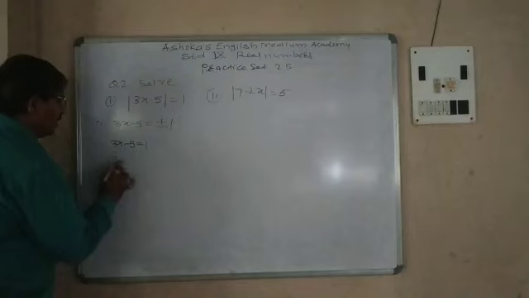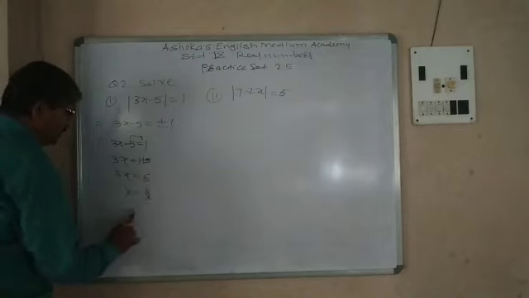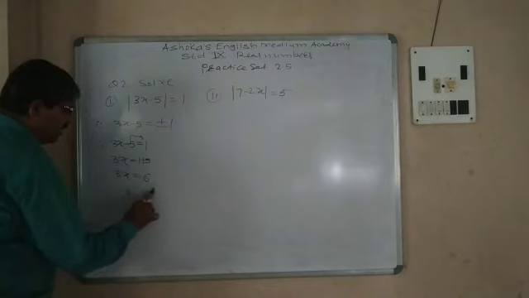Now 3x minus 5 is equal to 1. Solving this, the minus 5 goes to the other side, it becomes 1 plus 5, which is 6. Now 3x is 6, so x is equal to 6 divided by 3, which is 2.